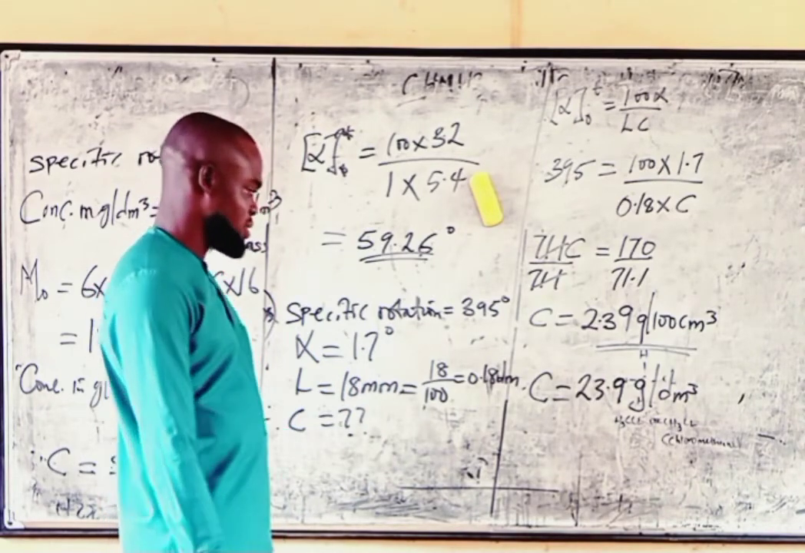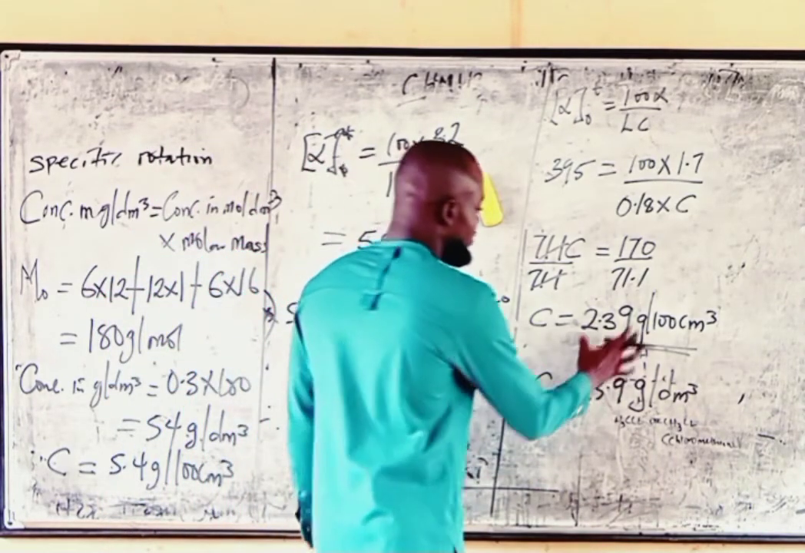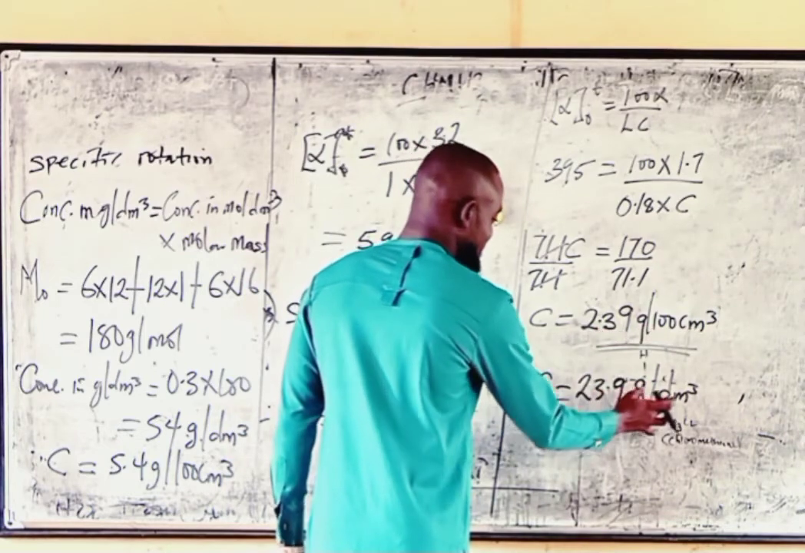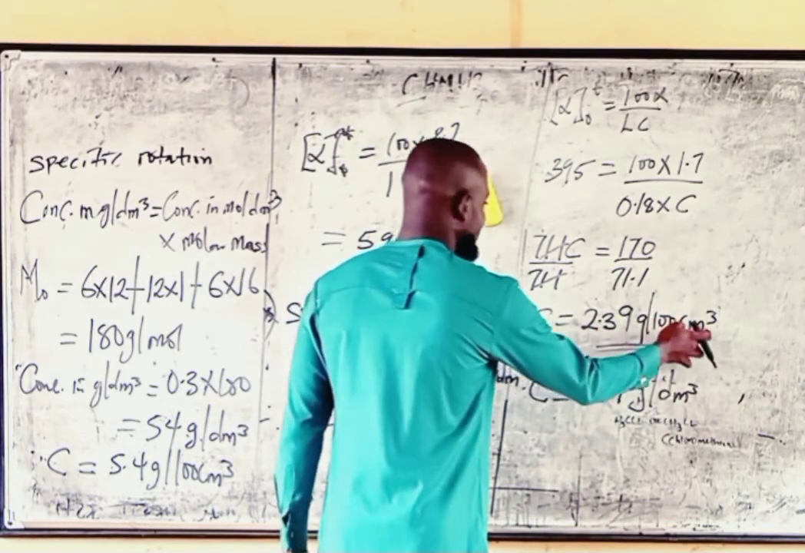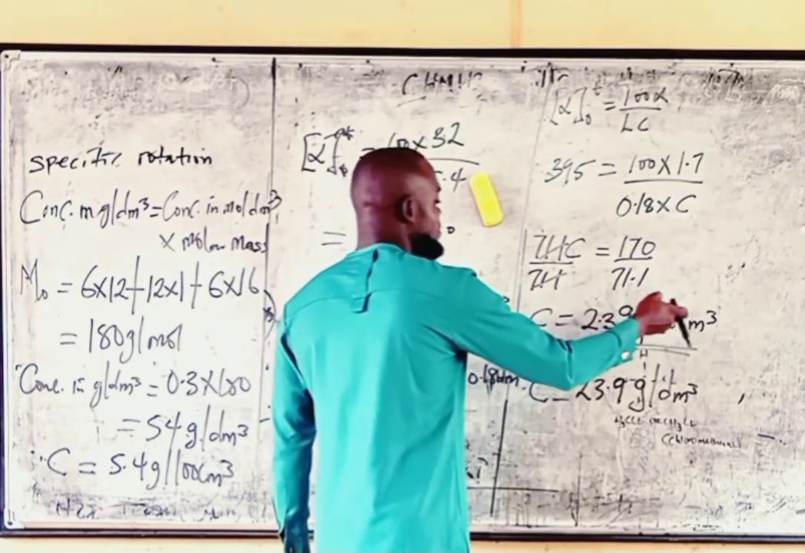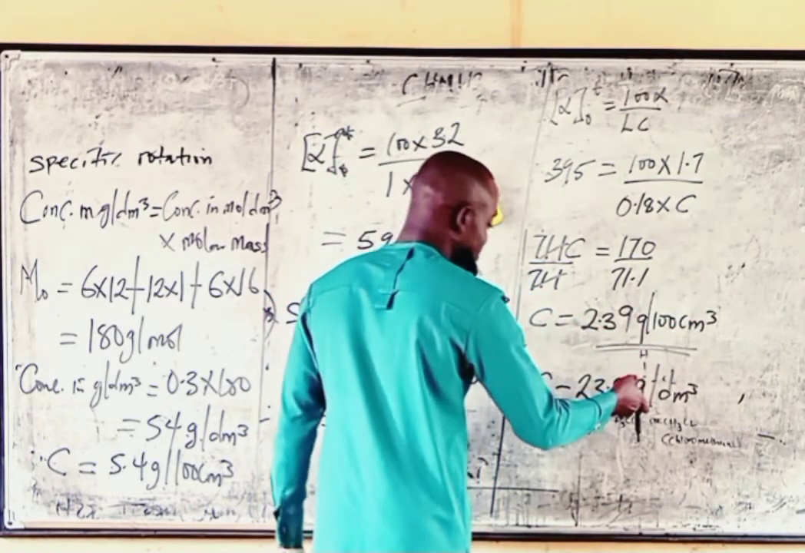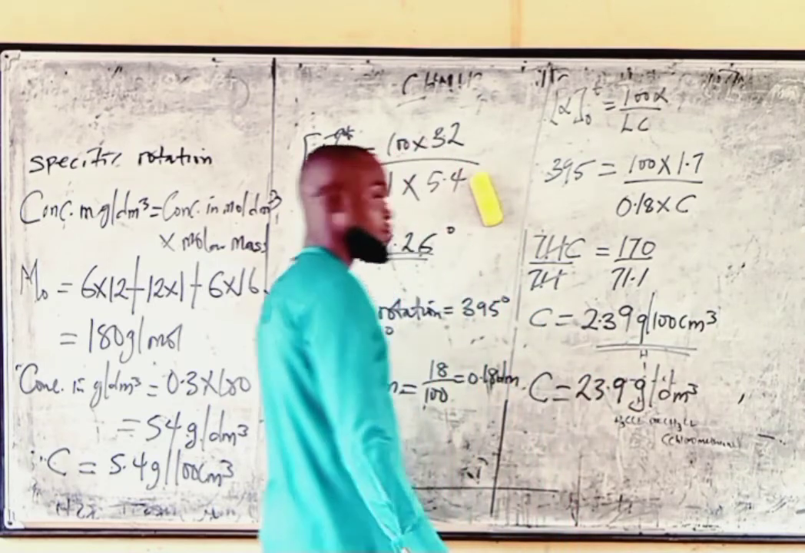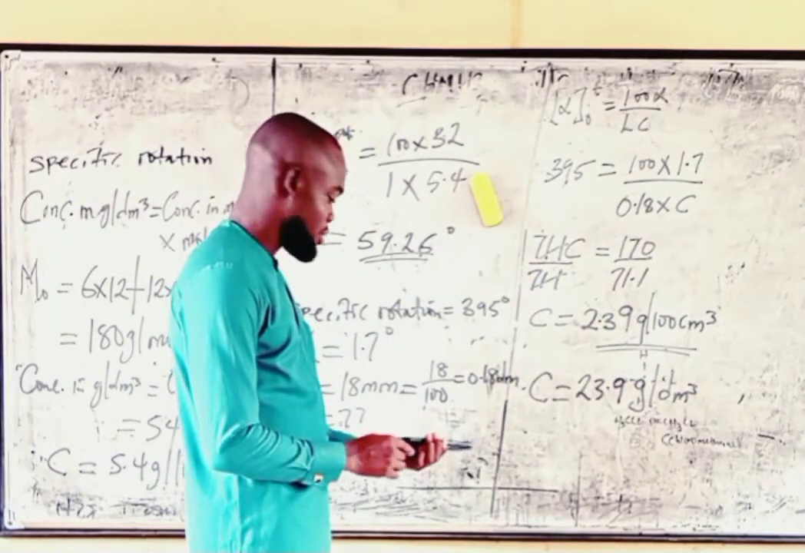Please take note of that. It's very, very important. If you want to convert from grams per dm³ to grams per 100 cm³, you divide by 10. If you want to go from grams per 100 cm³ to grams per dm³, you multiply by 10. That's how it is done.